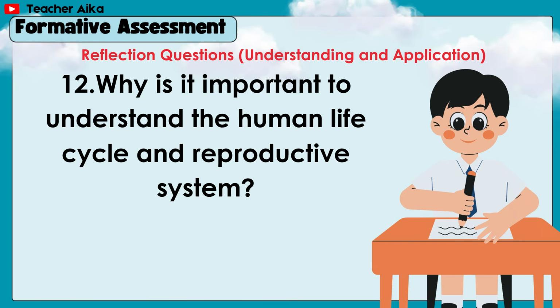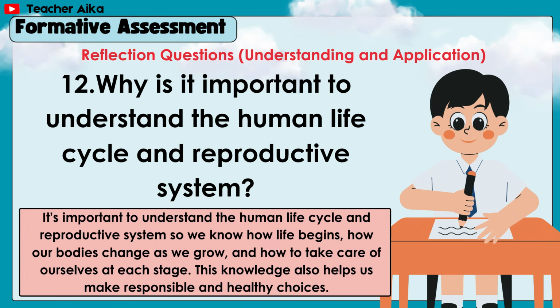Reflection questions, understanding and application. Number 12. Why is it important to understand the human life cycle and reproductive system? Answer: it's important so we know how life begins, how our bodies change as we grow, and how to take care of ourselves at each stage. This knowledge also helps us make responsible and healthy choices.